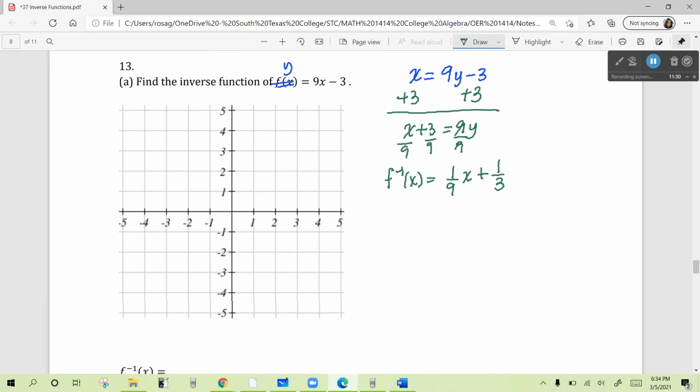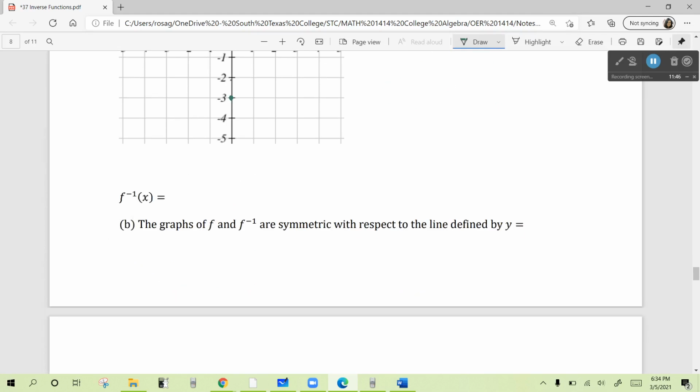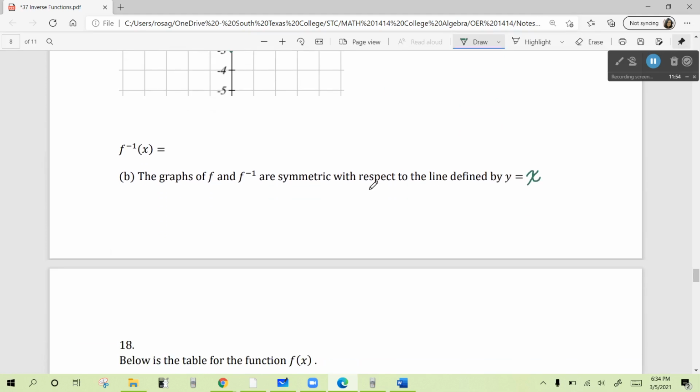Now, if I were to graph them, they would be symmetric about the x-axis. Like if I graph this one, I don't think, yeah, it's not, we can't graph them in these tiny graphs. But the graphs of the inverses are symmetric with respect to the line y equals x.